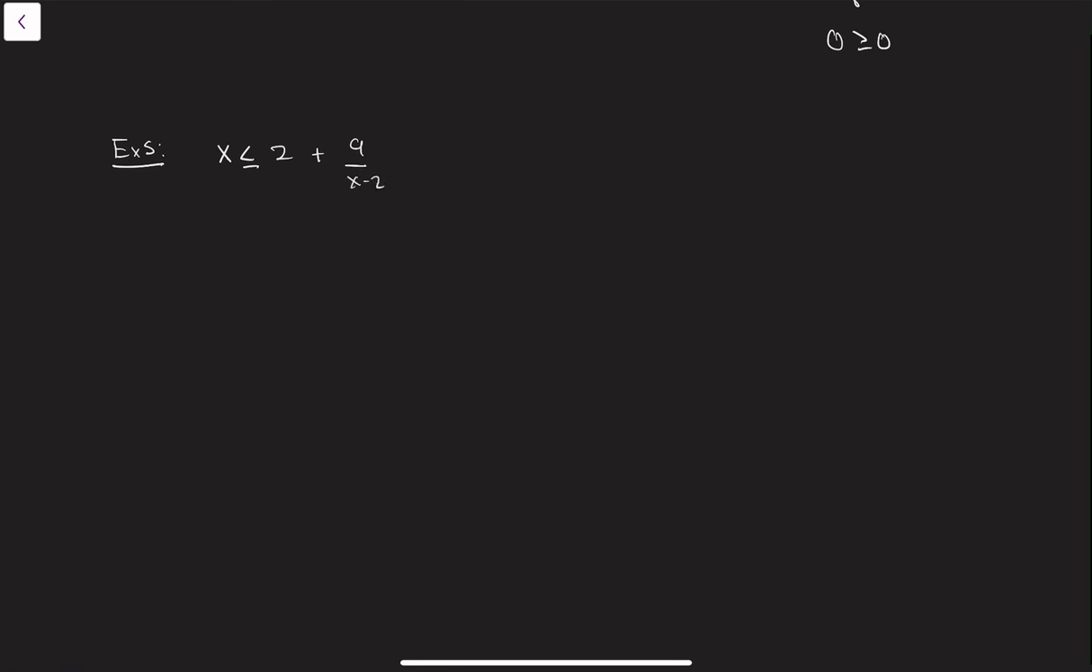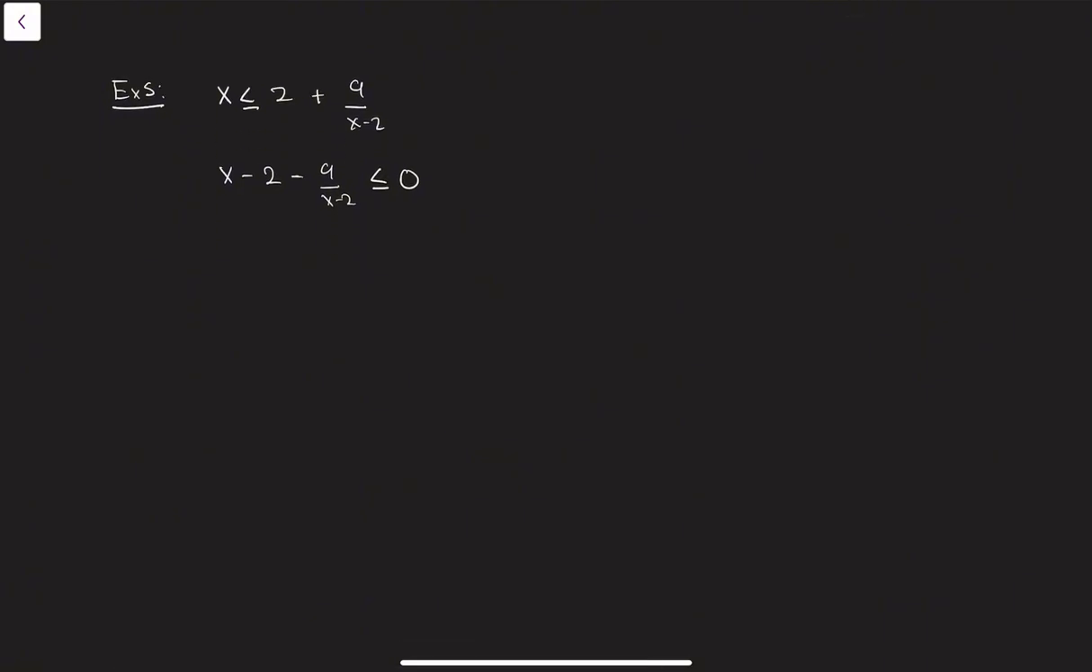So we have x being less than or equal to 2 plus 9 over x minus 2. Okay, let's bring everything to one side like we did previously. So we'll have x minus 2 minus 9 over x minus 2, all being less than or equal to 0. Great. Now let's get a common denominator.